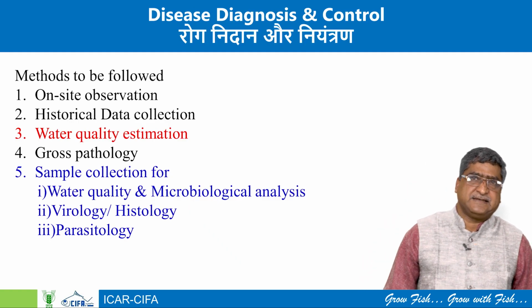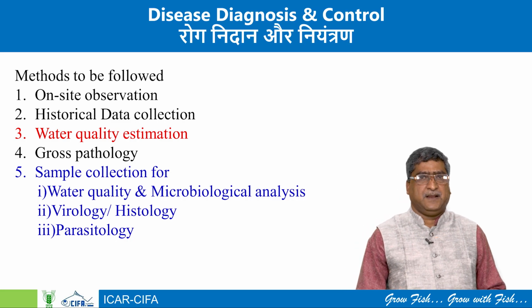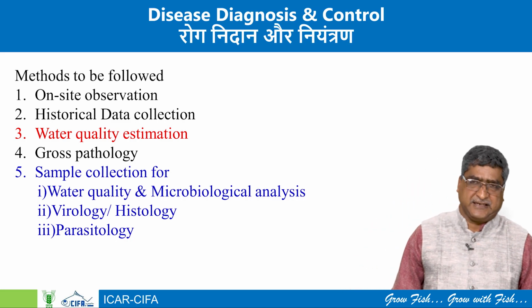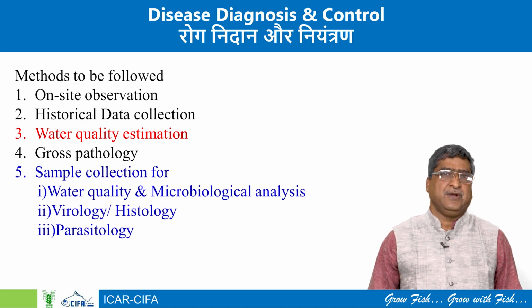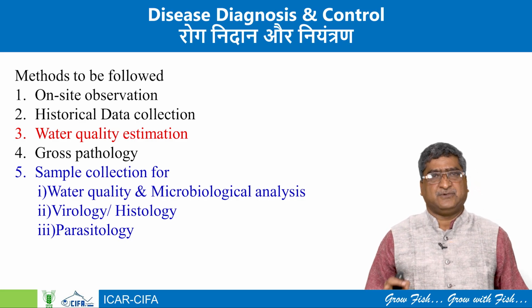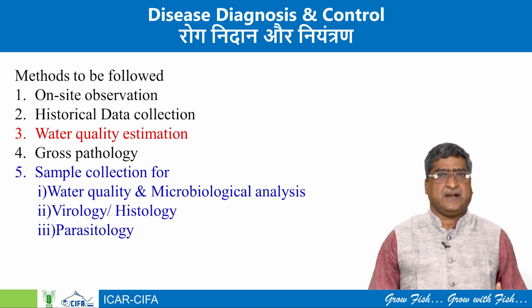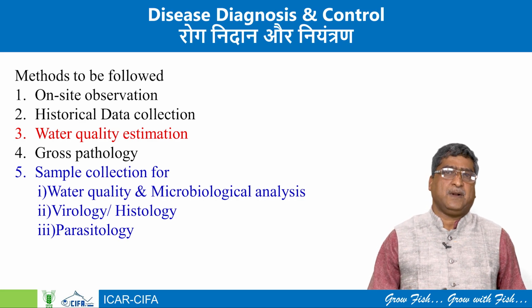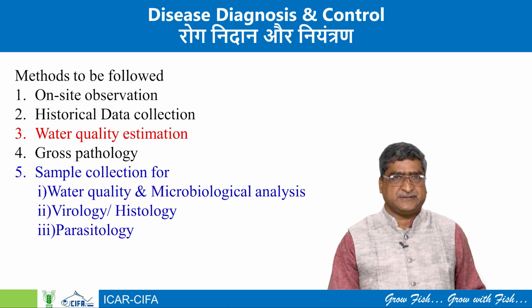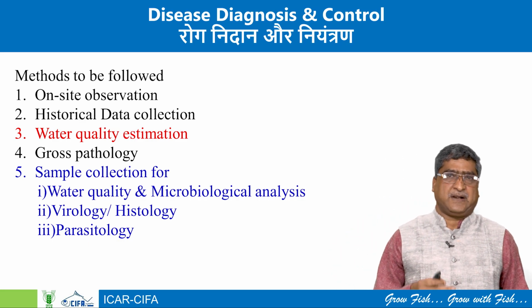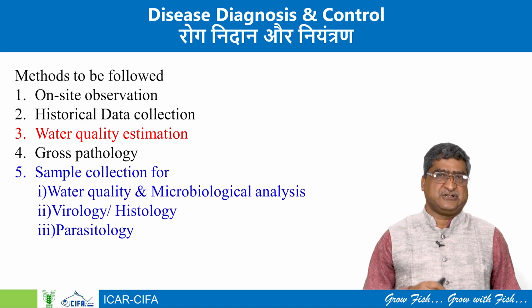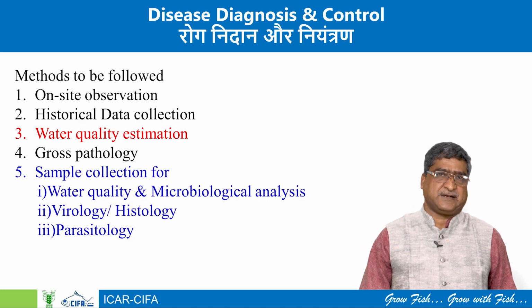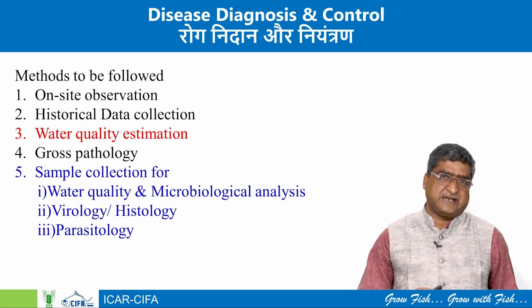Now we will come to the part on disease diagnosis and control. Different methods are used for diagnosis: on-site observation, historical data collection, water quality estimation, gross pathology, sample collection for water quality and microbiological analysis, virology and histopathology, and parasitology. These are all done step by step.